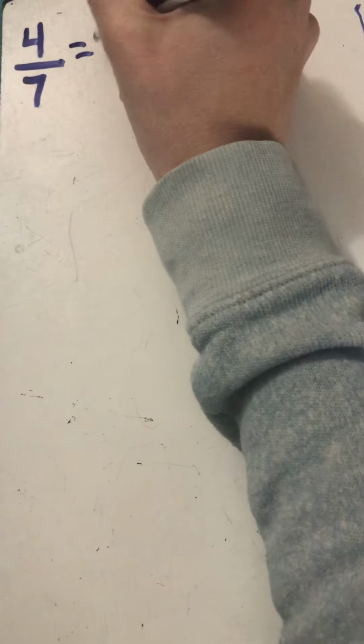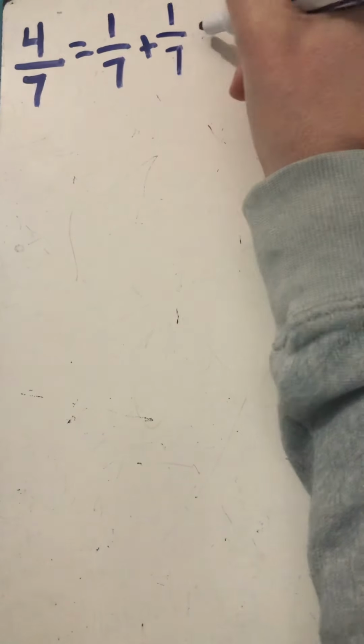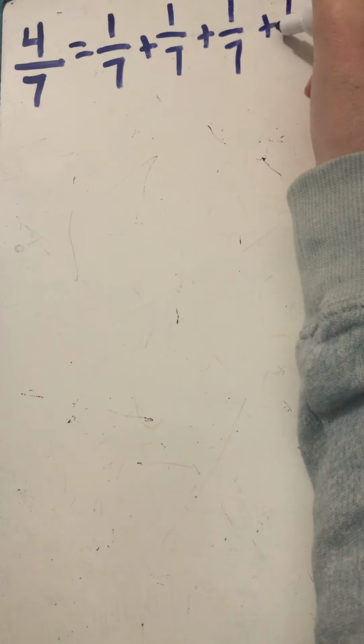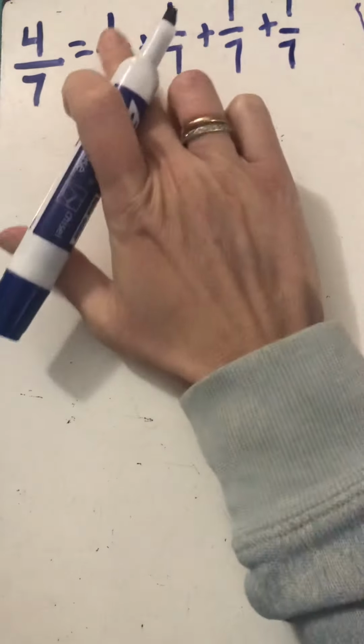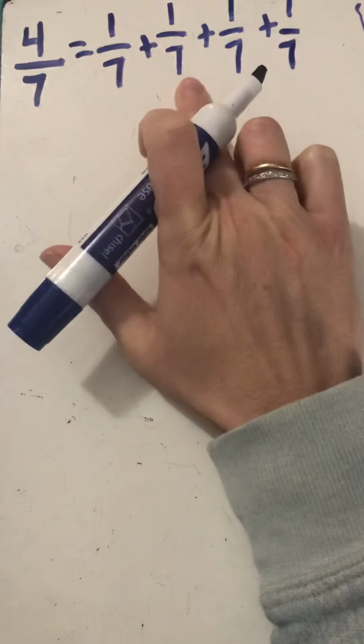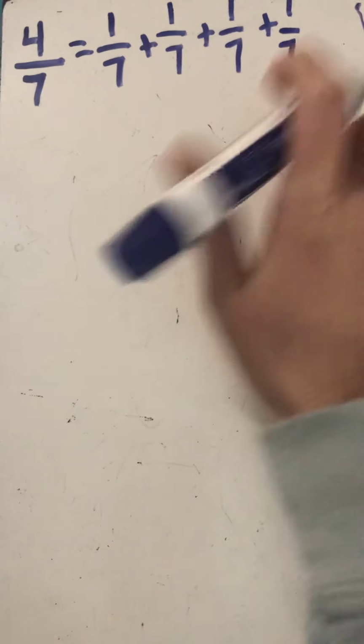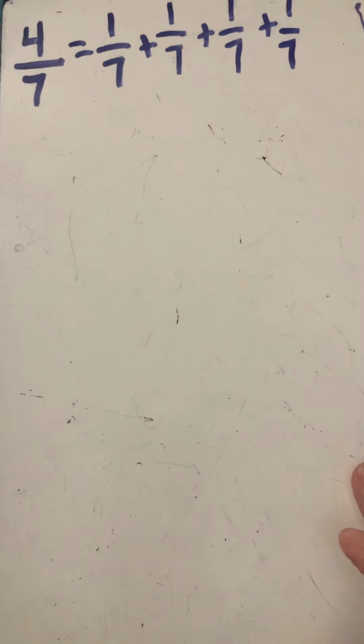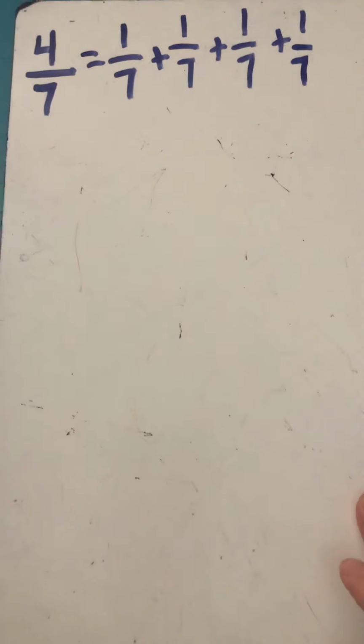Well, it would be 1/7 how many times? Our numerator tells us that, 4. 1, 2, 3, and 4. So 1/7 plus 1/7 plus 1/7 plus 1/7 equals 4/7. But now we want to talk about that in terms of a whole number times a unit fraction.